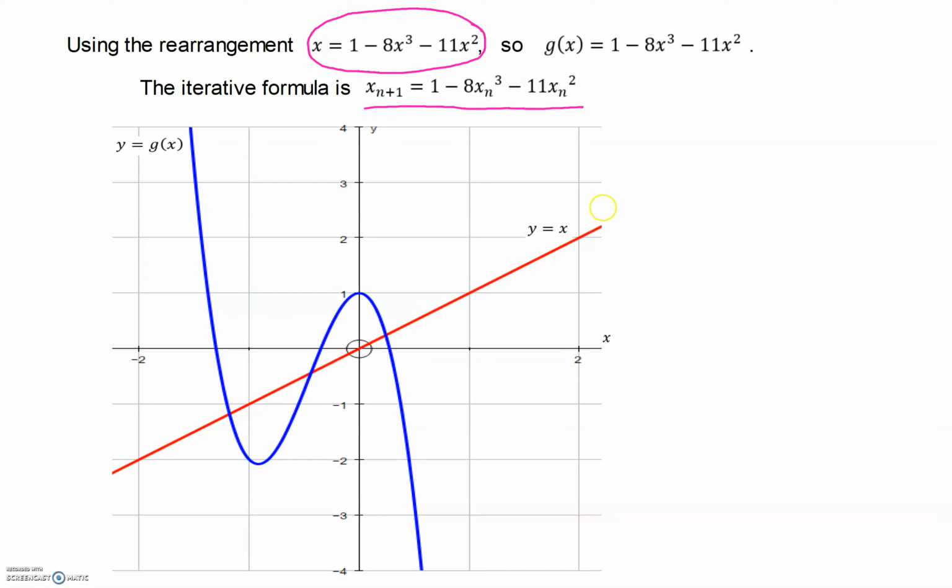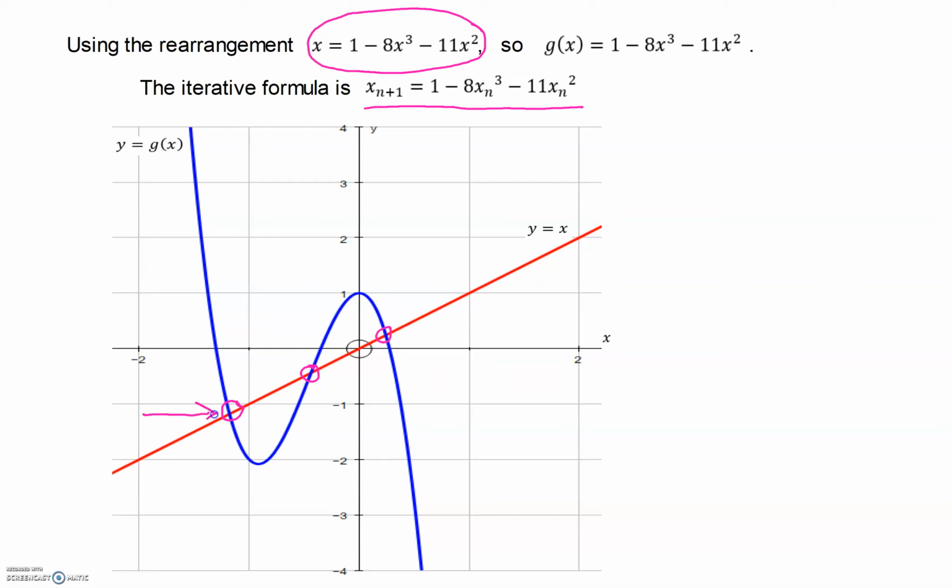We have y equals x, our straight line, and we have our y equals g of x, where g of x is our 1 minus 8x cubed minus 11x squared. And we're going to consider the gradient of this curve at the points of intersection with the line y equals x, which is where our roots lie. So we have these three roots, and we're going to consider whether or not we think this particular rearrangement would work for any of these roots.